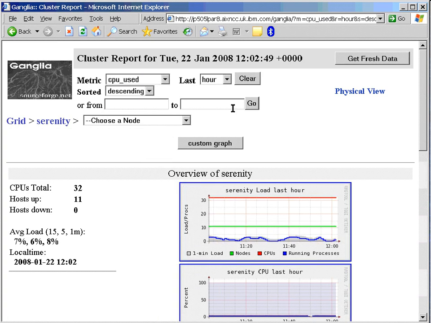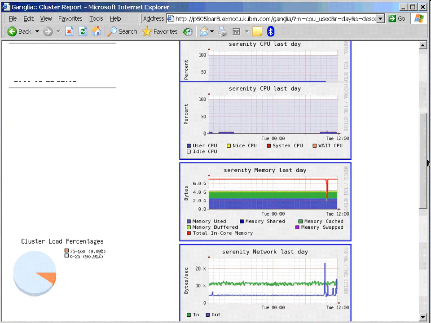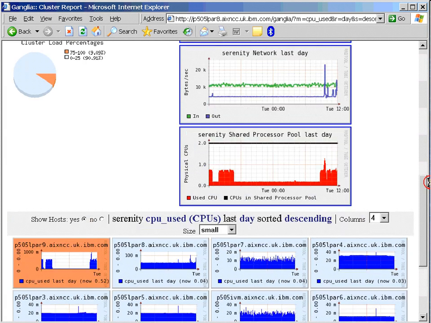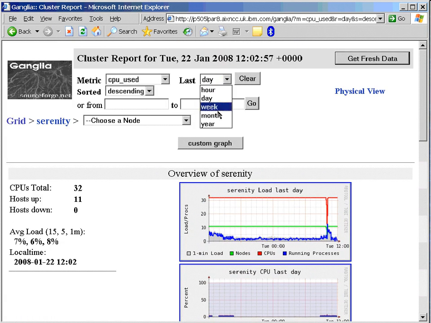We also note across here, by default we're looking at the last hour. We can change that to immediately. We can look at the last day, for example. What's been happening here? This one, for example, has only been using this half a CPU for particular periods during the day, otherwise it's been very low. And we can just as easily look at the last week or month. Let's have a look at month.